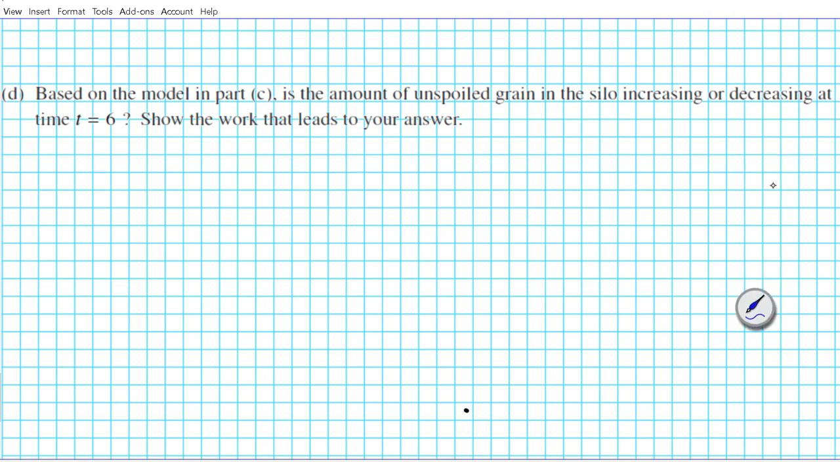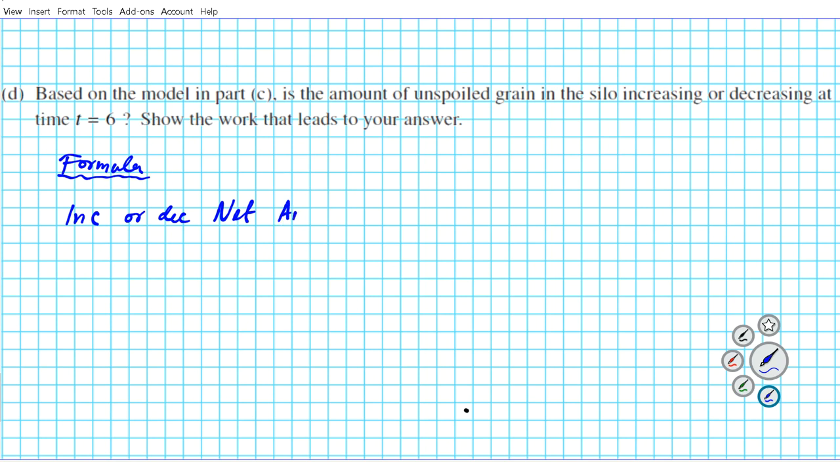Let's start by taking a look at the formula to help us determine if an amount is increasing or decreasing. So the formula is as follows: increasing or decreasing net amount. We're going to call it N of t. Now, why are we calling it net amount? Because we're looking at unspoiled, which is a net because it's a combination of the amount that's added minus the amount that's removed, or the ones that got spoiled, plus, of course, the original. That's why we're calling it the net.